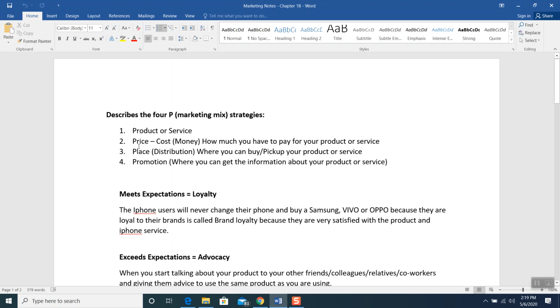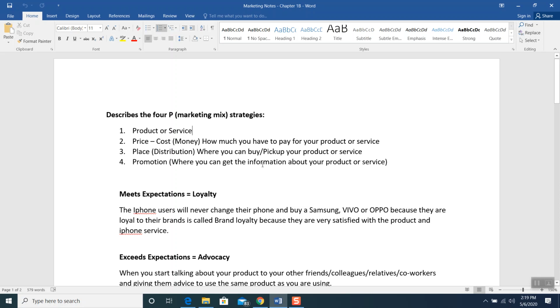The next one is price. What is a price? Price is in the form of a cost. Price is the money, or the explanation is how much you have to pay for your product or service, is called a price. Place, distribution: where you can buy, sell, or pick up your product or service is called place, distribution.